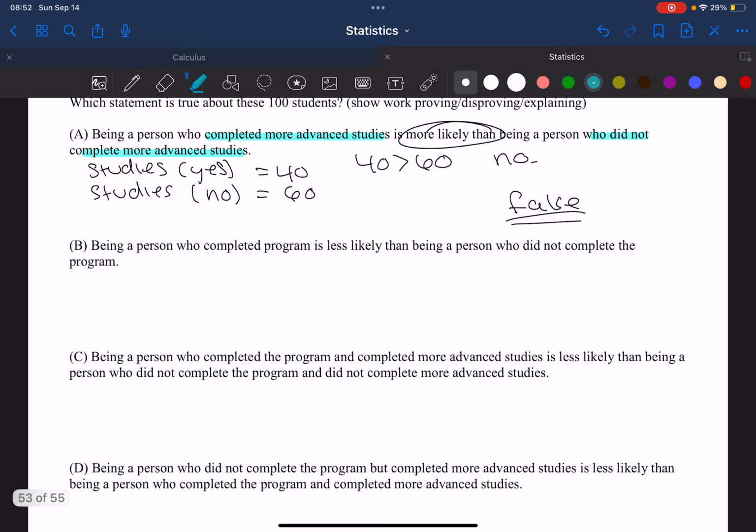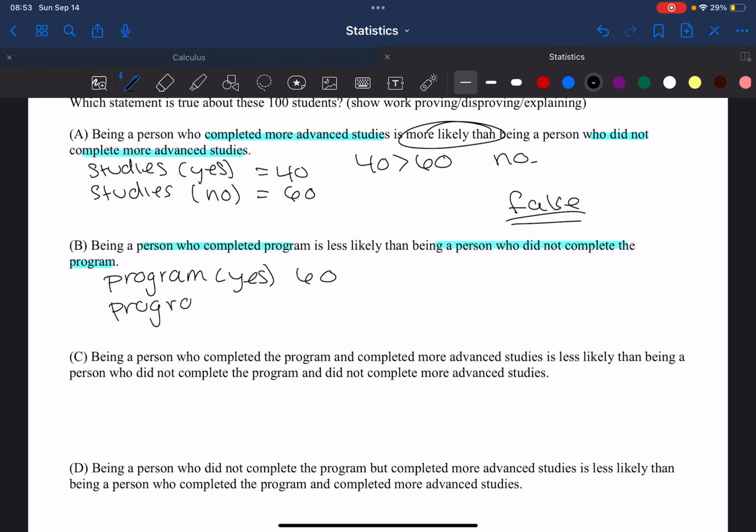Next says, being a person who completed the program is less likely than being a person who did not complete the program. So now we're saying program, yes. And looking up at our table, that would be 60 people. And then program, no, which would be 40 people. So it's saying the first one is less likely than the second one. Is 60 less than 40? Since we answer no, this is false.